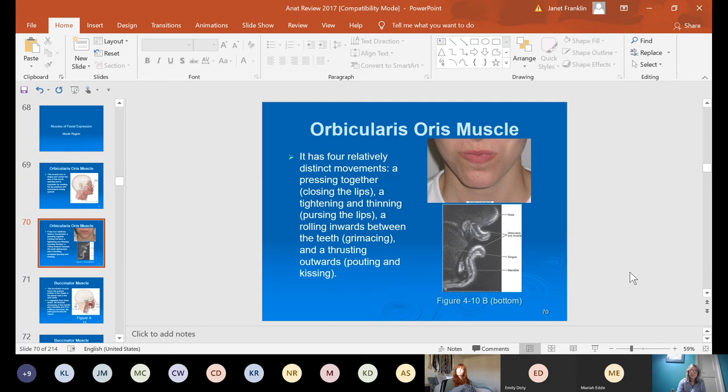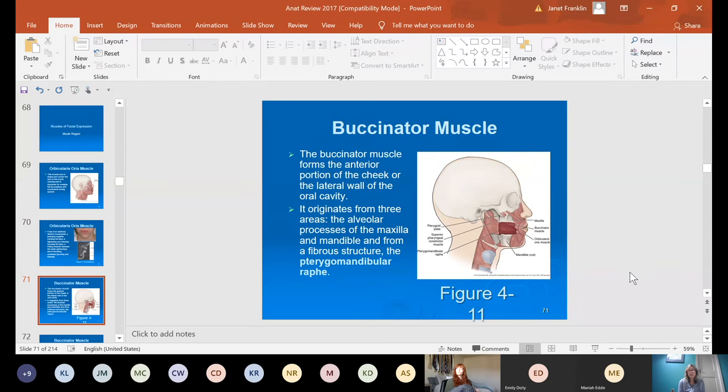Your buccinator muscle is a muscle of facial expression. I know some people missed this on the midterm. This will more than likely be on finals in some way, shape, or form because it is one that's commonly missed or forgotten. The buccinator muscle forms the anterior front portion of the cheek or the lateral wall of the oral cavity. So right here is your buccinator muscle. It originates from three areas: the alveolar process of the maxilla, the mandible, and from a fibrous structure, the pterygomandibular raphe.